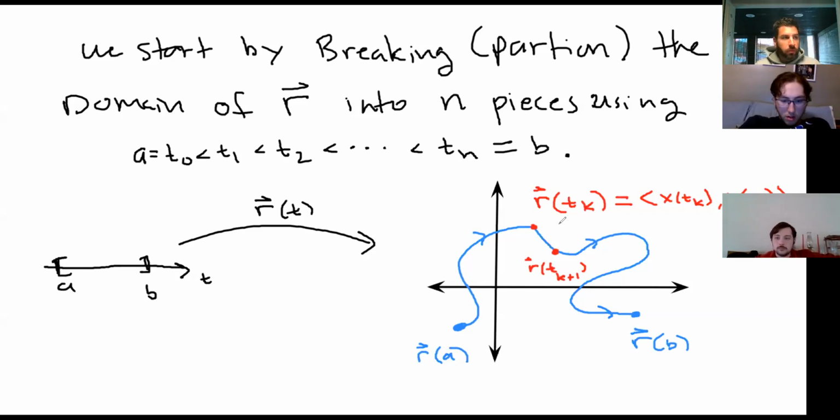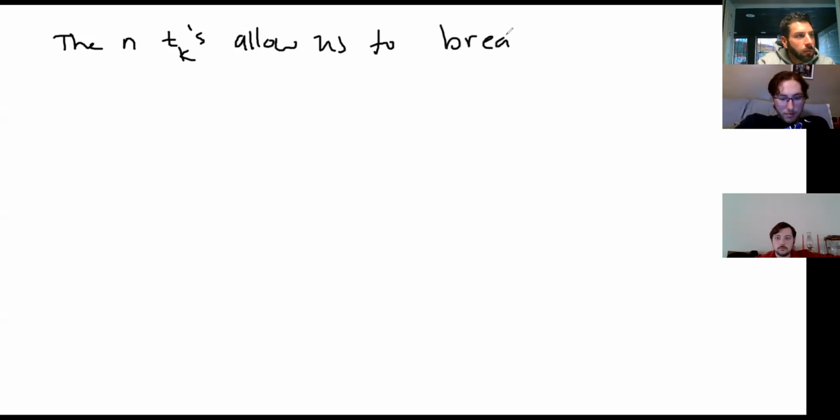Okay, so what do these do? What do these t's do? So here's the next page. The n sub k's allow us to break C into n pieces.